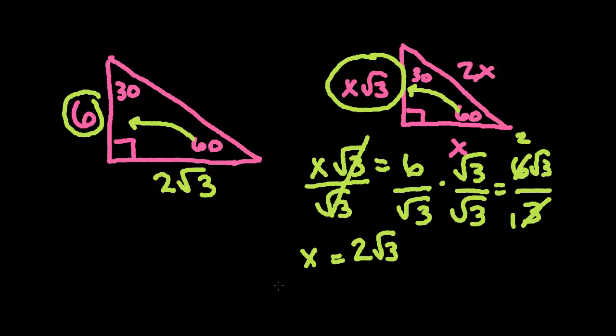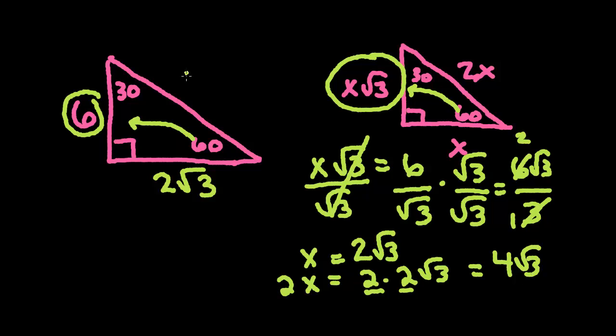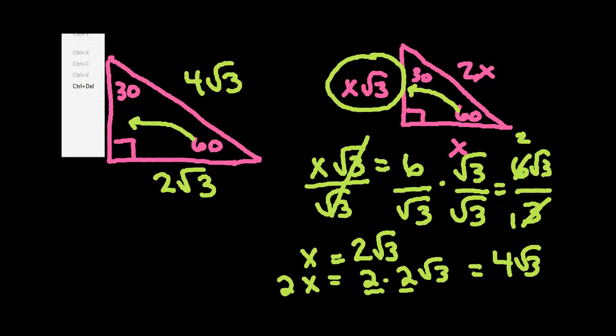Now 2x is the piece I'm still missing. So I need to do 2 times 2 square root 3. And when you multiply with radicals, outsides get multiplied to outsides and insides get multiplied to insides. So since this is an outside, I'm just going to do 2 times 2 is 4 square root 3. And I'm done. Let's do another one.